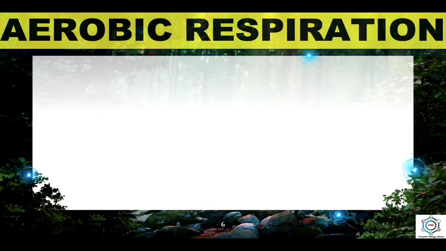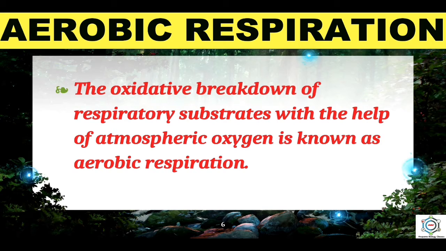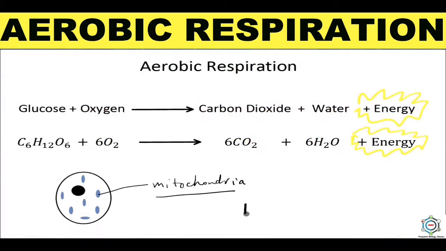So at first, see here the first type of respiration, which is aerobic respiration. So what is aerobic respiration? The oxidative breakdown of respiratory substrates with the help of atmospheric oxygen is known as aerobic respiration. It involves complete breakdown of substrates into carbon dioxide and water, releasing energy. For example, the simple chemical equation for the aerobic breakdown of glucose is glucose plus oxygen, which forms carbon dioxide, water and energy.